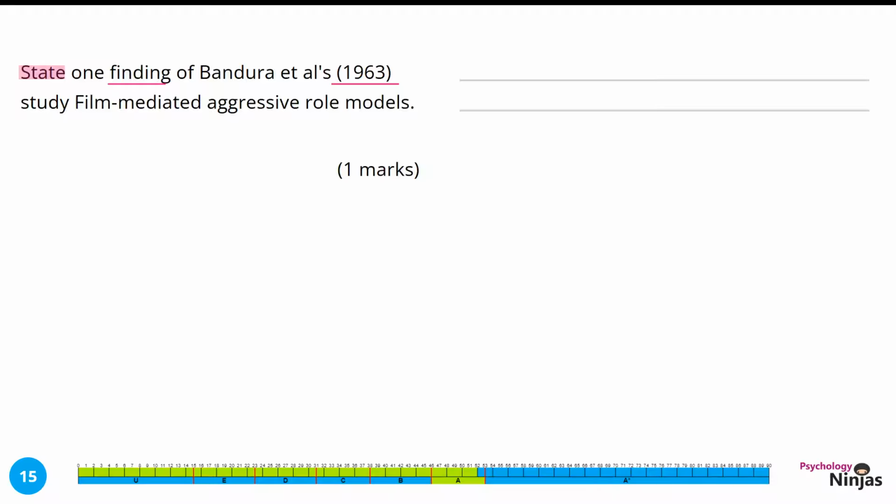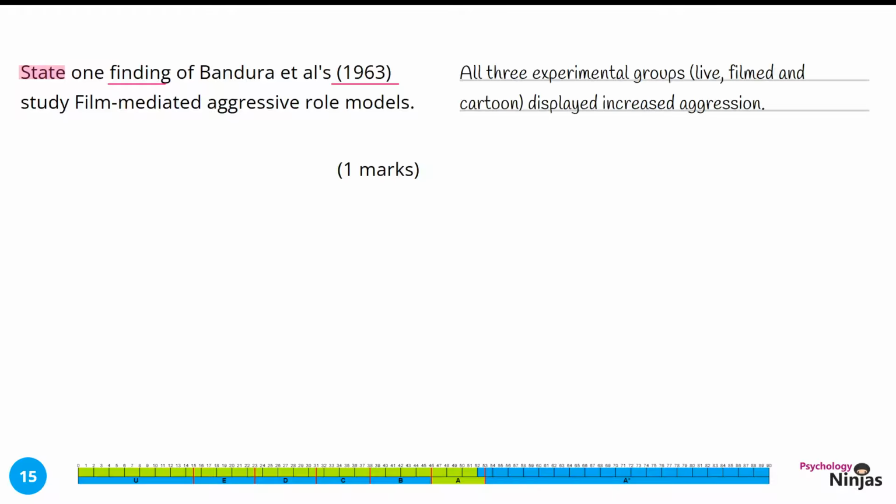Let's break down a response. All 3 experimental groups, live, film and cartoon, displayed increased aggression. We've clearly shown our psychological knowledge of this particular study by listing the different conditions. We've also said that they had increased aggression, showing a clear comparison. We might want to go a little bit further here and compare this to the control group as well, just to absolutely nail on that mark.